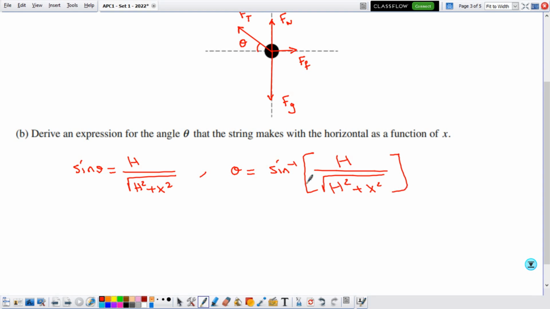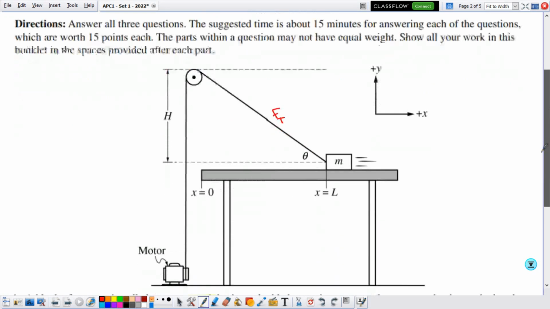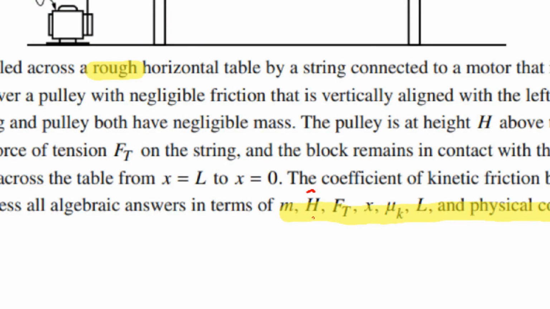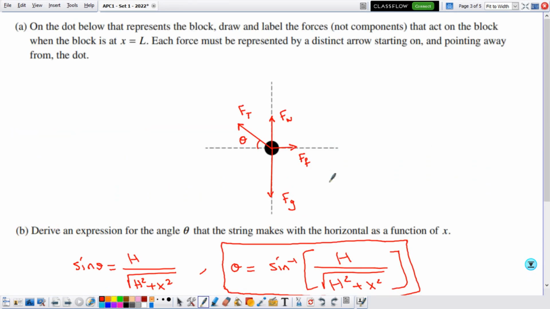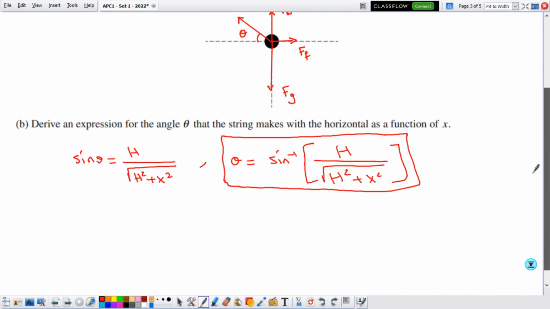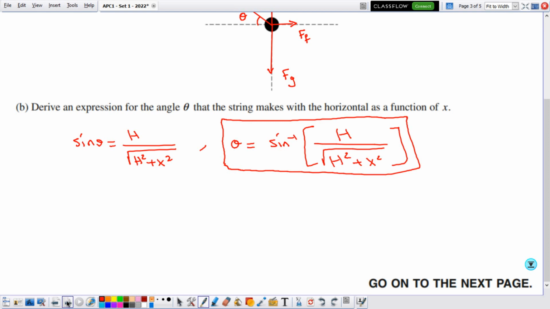Indeed our expression has been expressed as a function of x and appropriate constants, and one of them is h. Now this is it for part B. Let's go on to the next page.